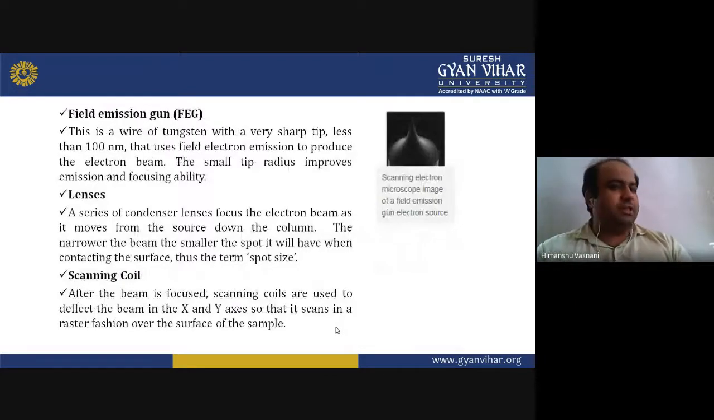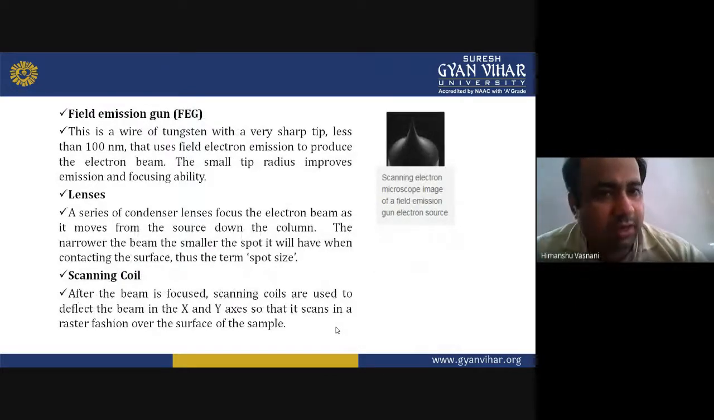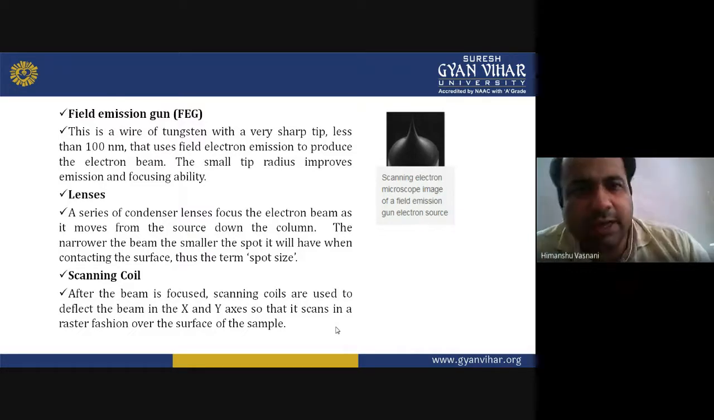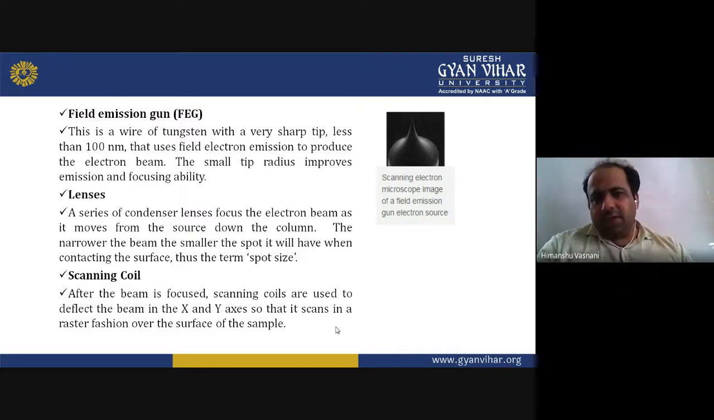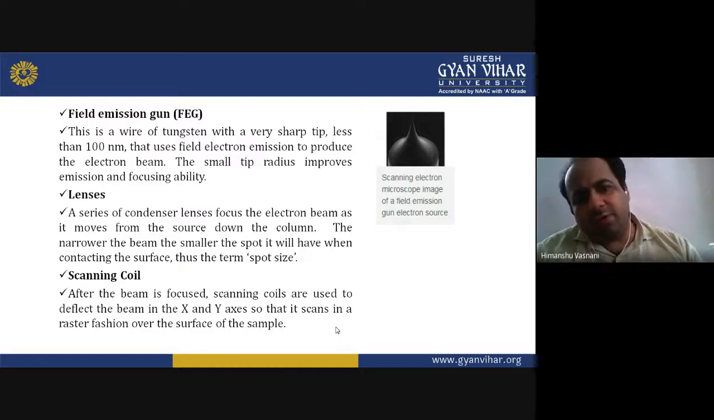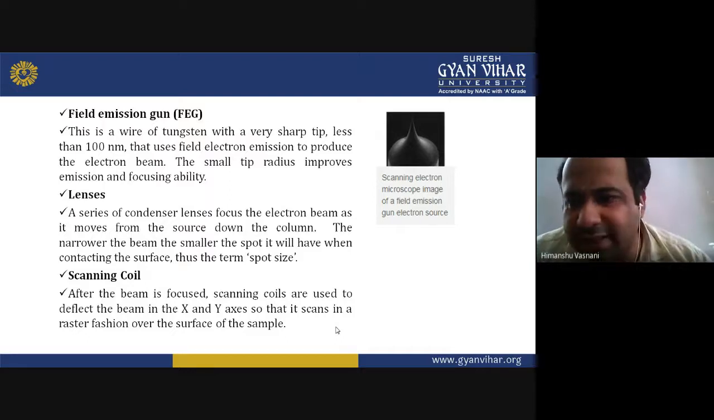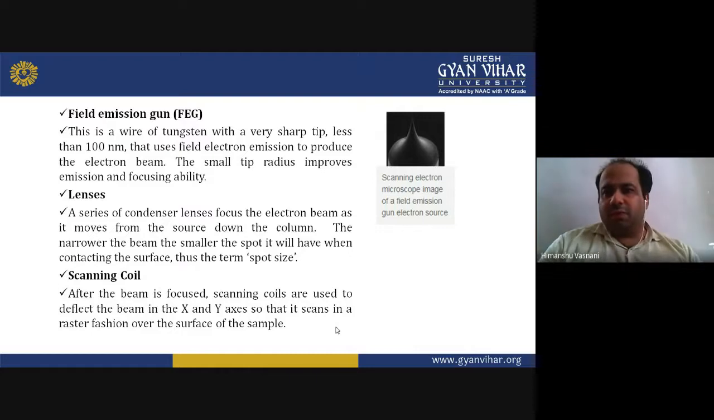Now the FEG, the field emission gun, is a wire of tungsten with a very sharp tip, less than 900 nanometers, that uses field electron emission to produce the electron beam. The small tip radius improves the emission and focusing ability. You can see in the diagram a scanning electron microscope image of a field emission gun electron source.